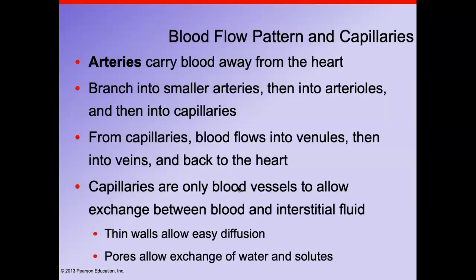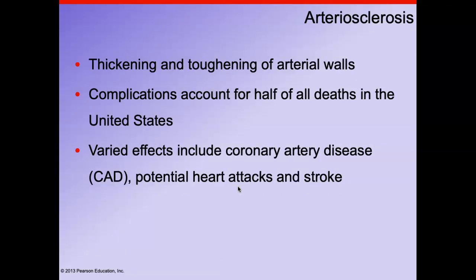So arteries carry blood away from the heart and then they branch. The smaller branches are called arterioles, and these branch into even smaller capillaries. And then from the capillaries, the blood flows into small veins called venules, then to veins and back to the heart. Capillaries have very thin walls for easy diffusion of materials between the blood and the interstitial fluid.